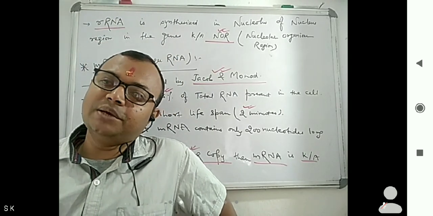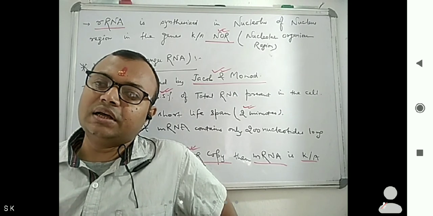So this is the information regarding mRNA. Now, the next type is tRNA that we will see in the next class.